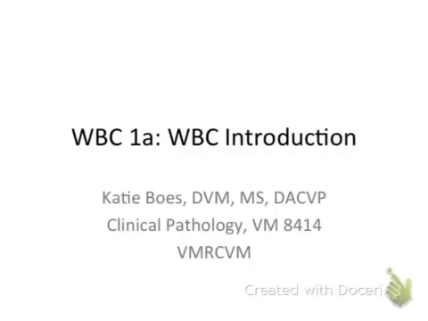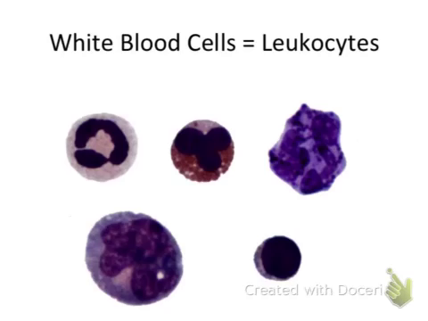Hi everyone, this lecture is going to be on an introduction to white blood cells. Normally, there are 5 different types of white blood cells or leukocytes in peripheral blood, and they are pictured here. Neutrophils have light pink cytoplasm with segmented or pinched nuclei.